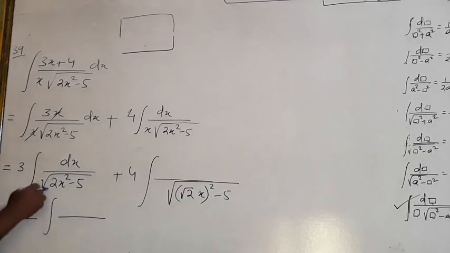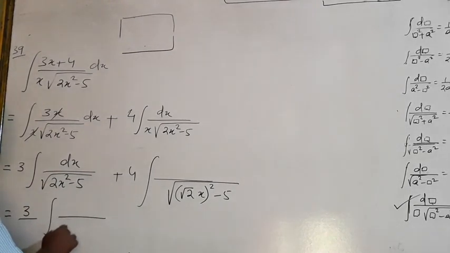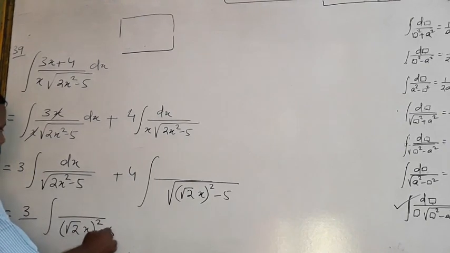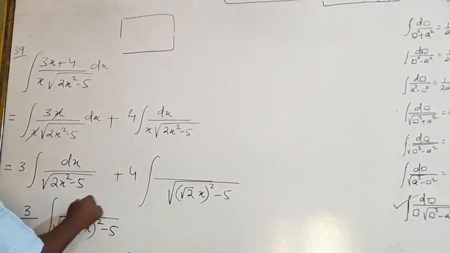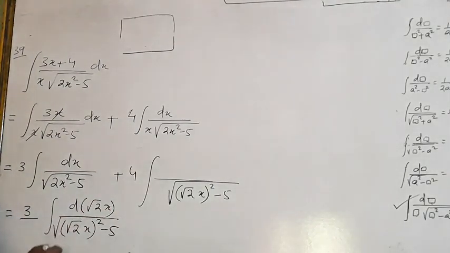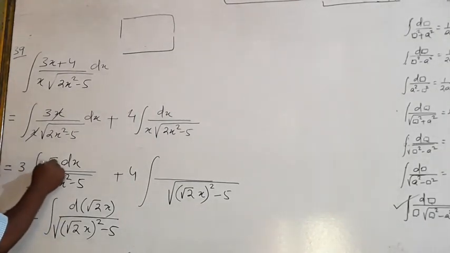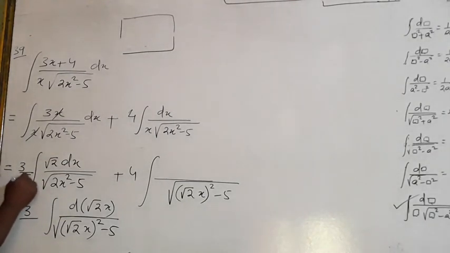It is root 2x whole square minus 5, square root over, into the derivative of root 2x. What is the derivative of root 2x? It is root 2. So here multiply root 2 and divide root 2.